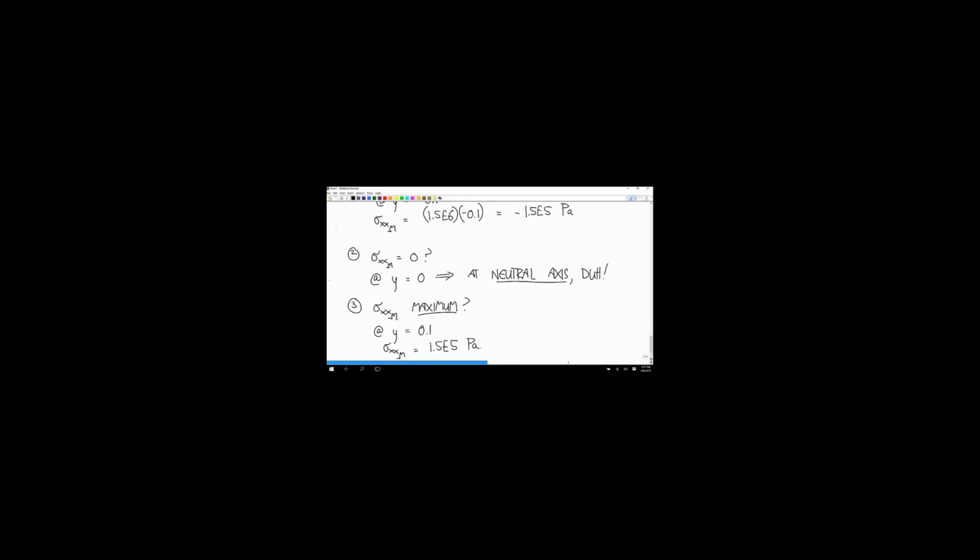It doesn't always have to be symmetrical that way. If you think about a triangular cross section, the neutral axis is only a third of the way from the base to the top. And so at the peak of the triangle, you have a bigger positive y than you have a negative y going down to the bottom. So in that case, it wouldn't be symmetrical.